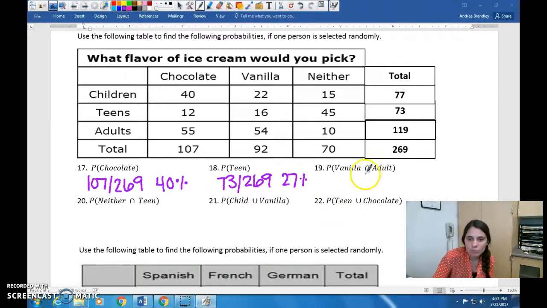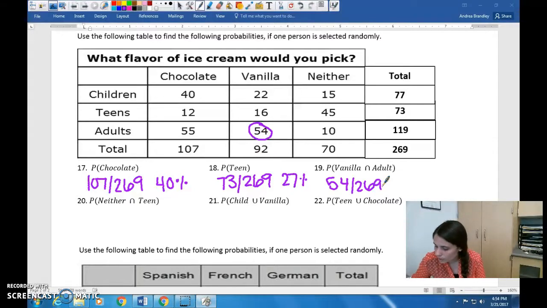Now we're back to this symbol like we've seen before, and that symbol means and. This is the probability that the person likes vanilla and is an adult. If I come to my vanilla column and go down to the adult row, there are 54 adults who also would pick vanilla. So they're adult and vanilla. So I would do 54 out of our total of 269. 54 divided by 269 rounds to 20%.